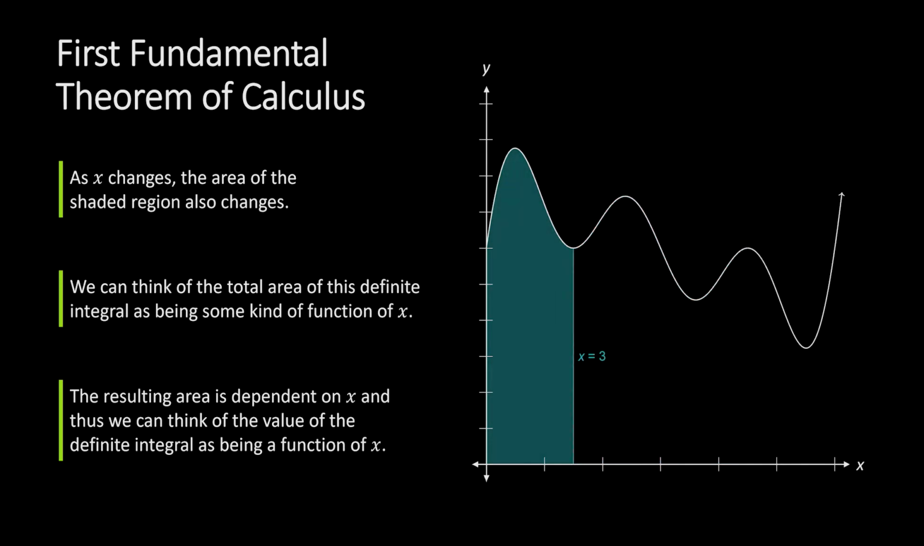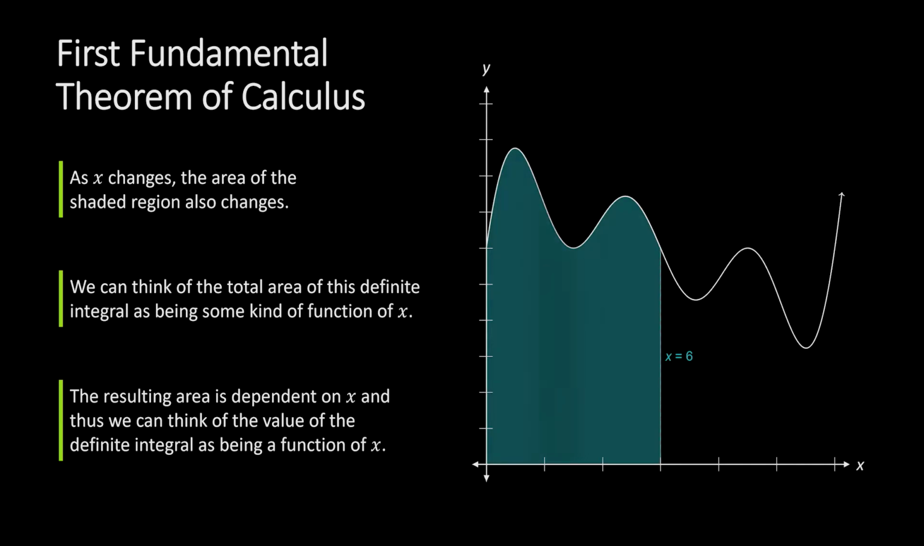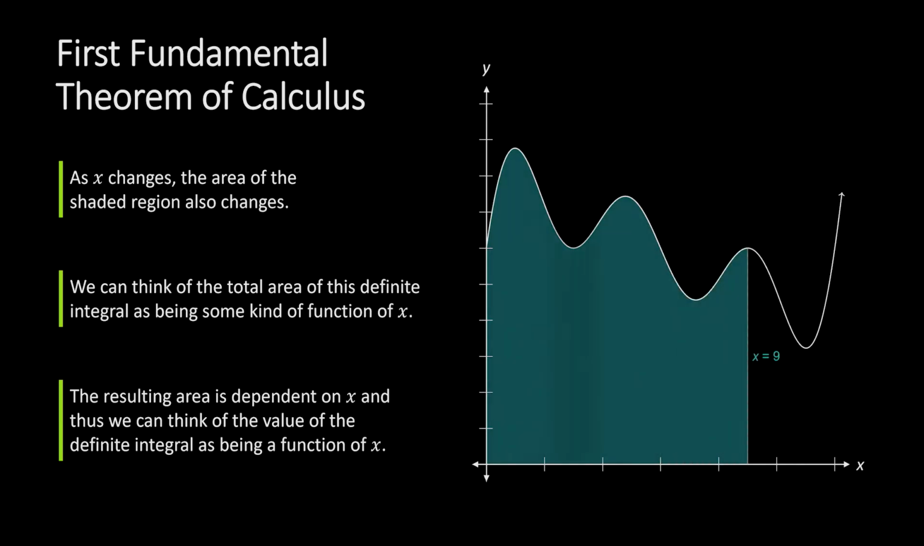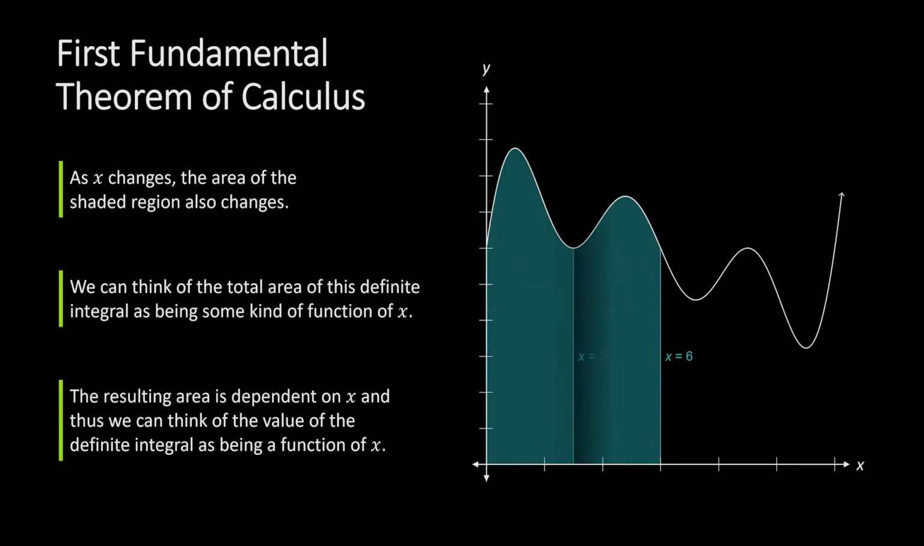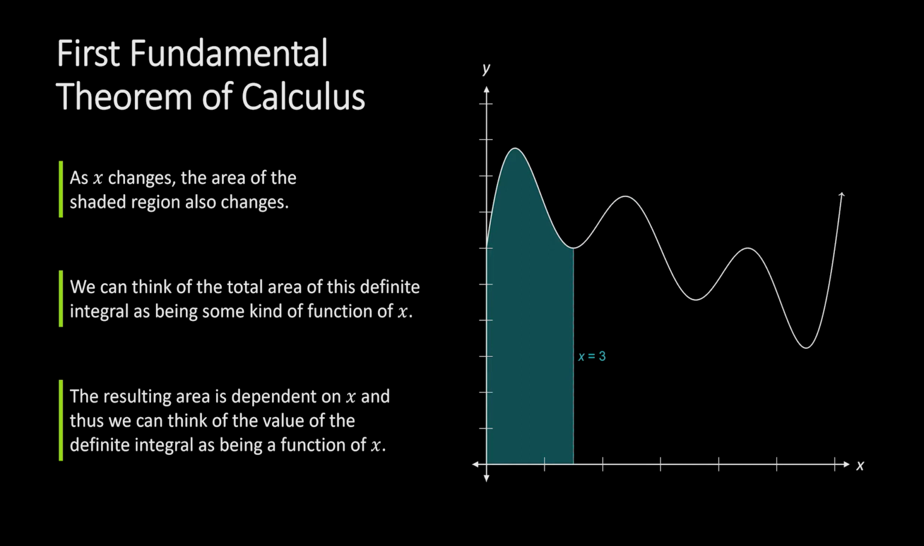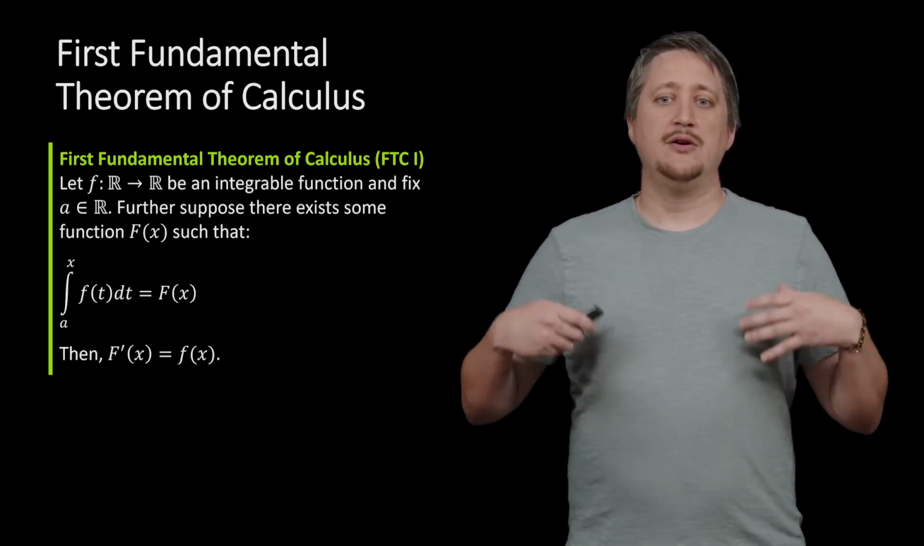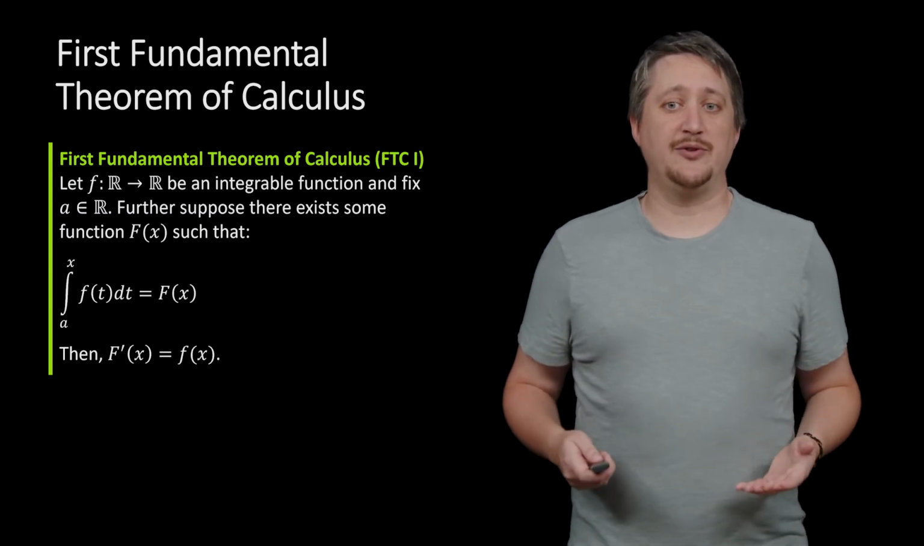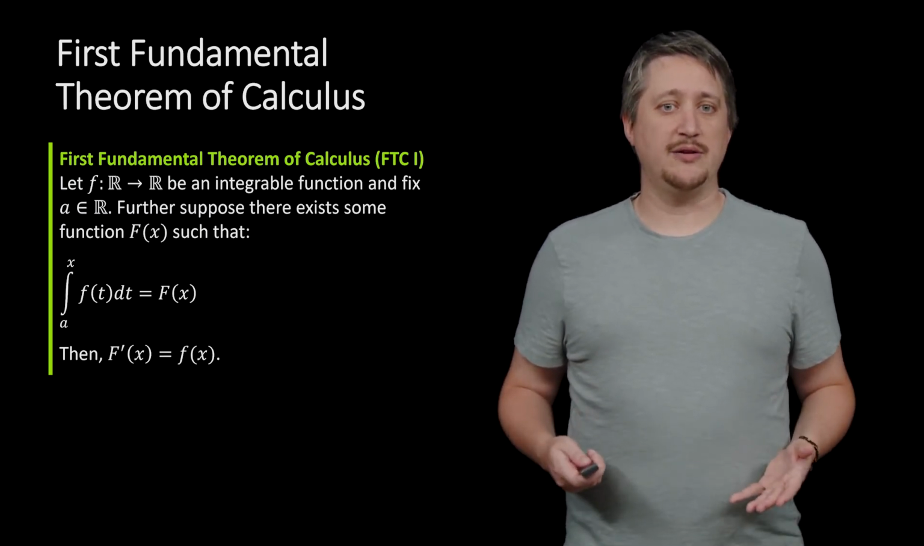But that tells us that the resulting area is dependent on x, and thus we can think of the value of that definite integral as being a function of x. We can represent this as some capital F of x, where that x is now the input that tells us where the right-hand bound is in particular. Okay? So now we can state the first fundamental theorem of calculus, FTC I.